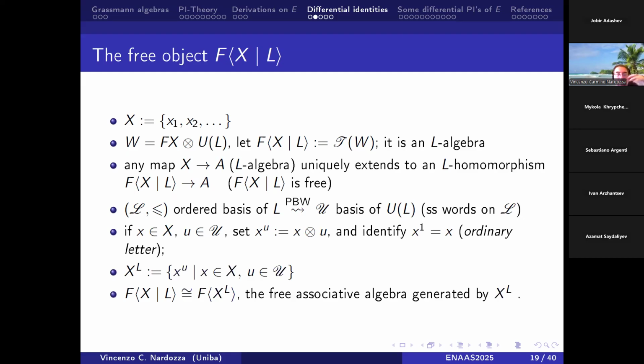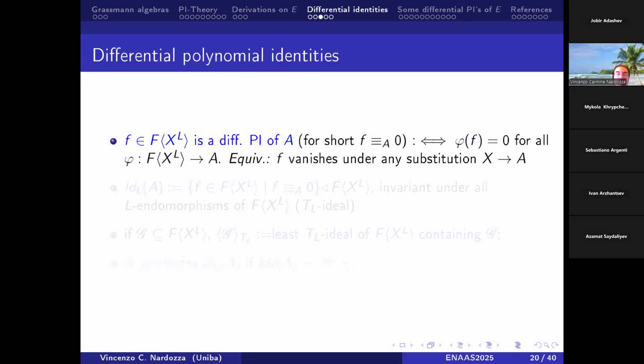The set of such differential letters generates a free associative algebra, which is isomorphic to this free object. So it is simple to consider this construction and to get a free object. Elements of this object are called differential polynomials, and then all definitions come easily.